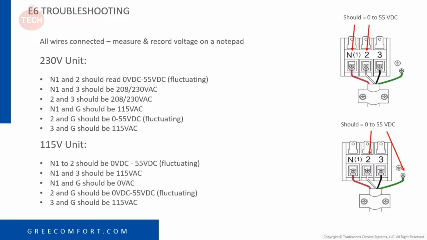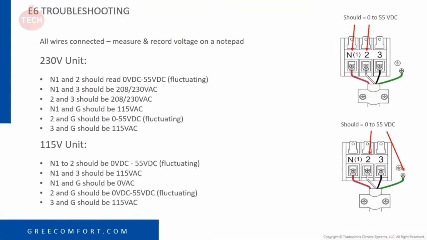N1 to 3 should be 230 volts. 2 to 3 should be 230 volts. N1 to ground should be 115. 2 to ground should be 0 to 55 volts fluctuating. And 3 to ground should be 115 volts. To the right, we have a picture showing where we're taking those readings from on your outdoor unit.